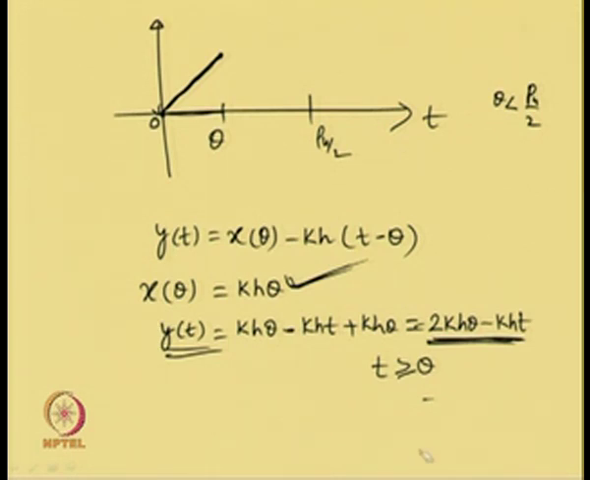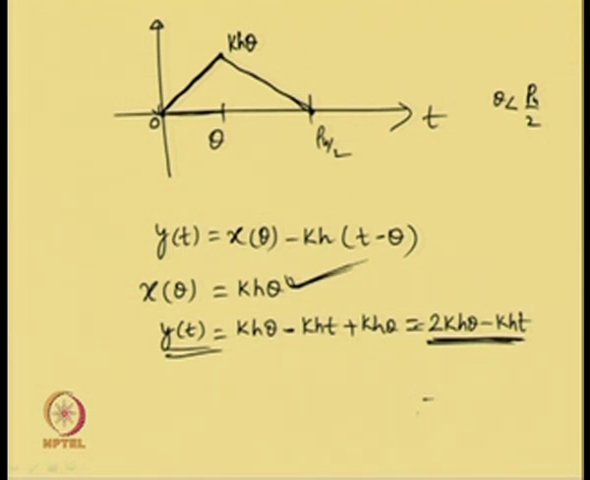So, what sort of plot will we get? Interestingly, if you have a plot for different values of k and theta, definitely this plot will be like this. With increasing time, it will be another straight line starting from the peak value of k h theta and gradually coming down to 0 at time t equal to pu by 2.